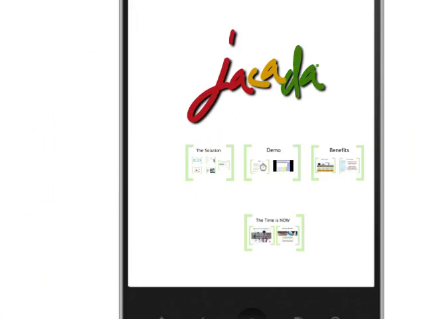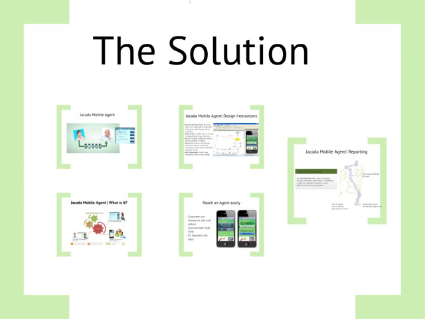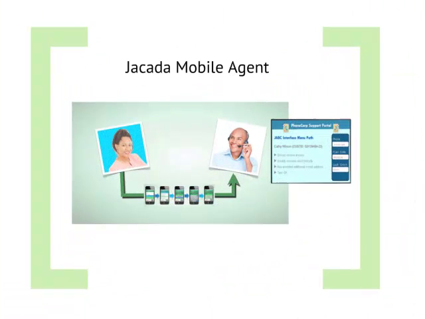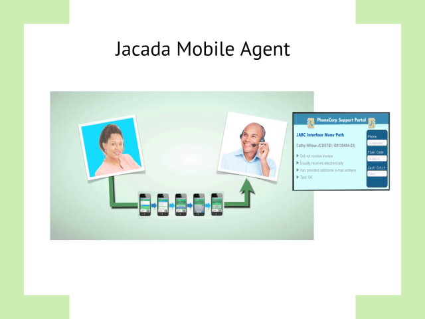So this webinar is to demonstrate how organizations can start to utilize the mobile channel. We will demonstrate Jacada Mobile Agent and show you how you can quickly create customer care self-service flows to run on mobile devices. So what is JMA? Well, JMA is the acronym for Jacada Mobile Agent.